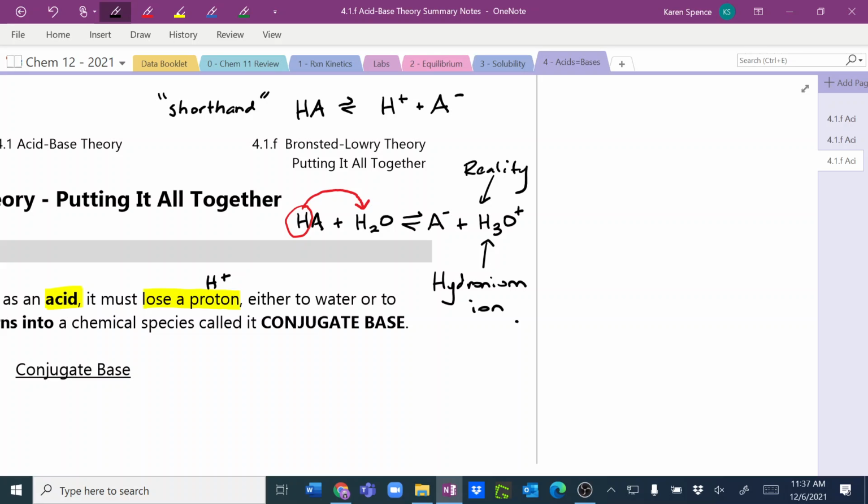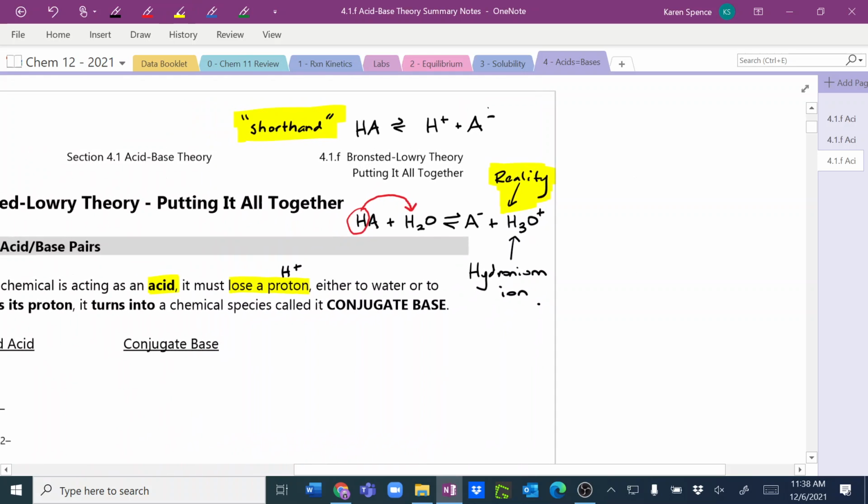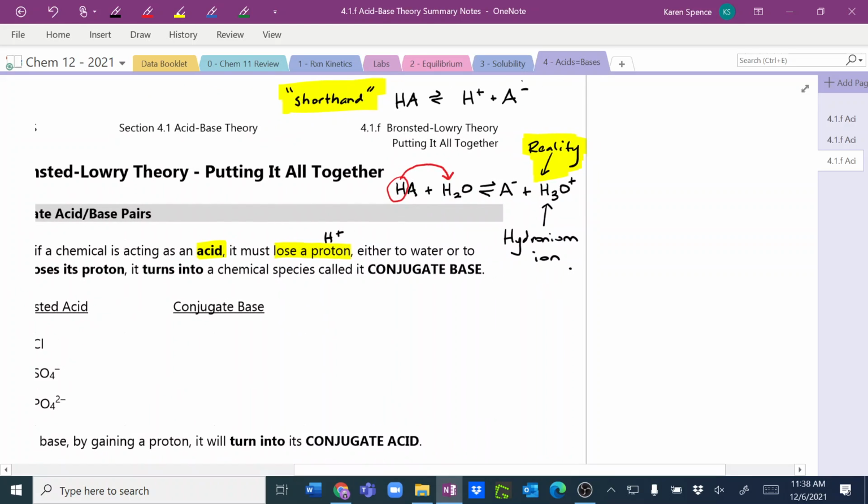Yes? So this is our shorthand version, but this is reality, okay? And we will use both, okay? Because sometimes it's just convenient to use the shorthand method.